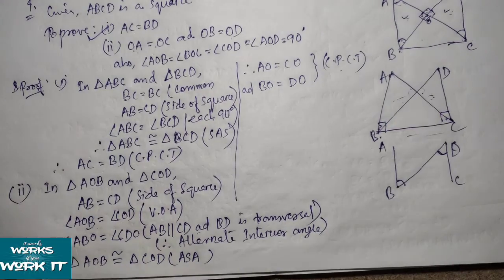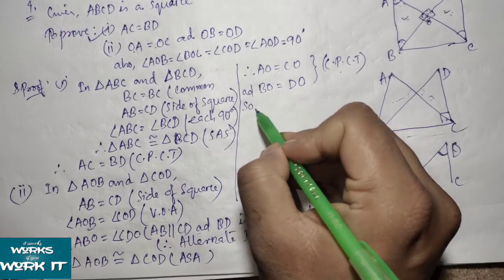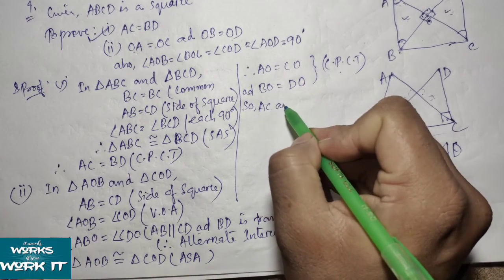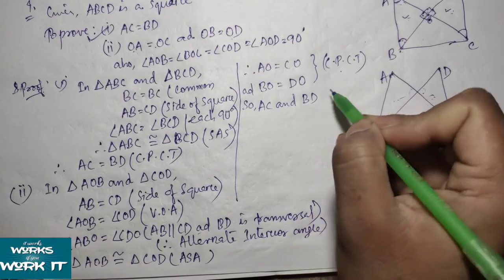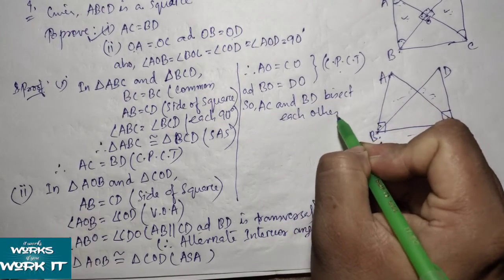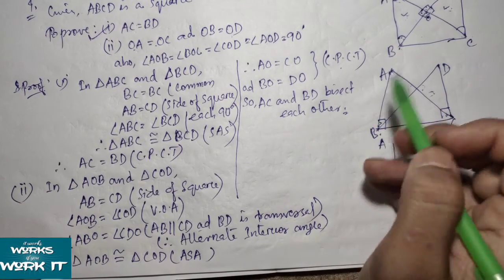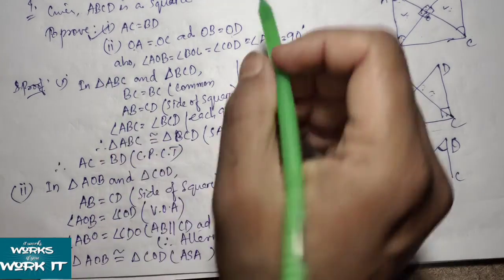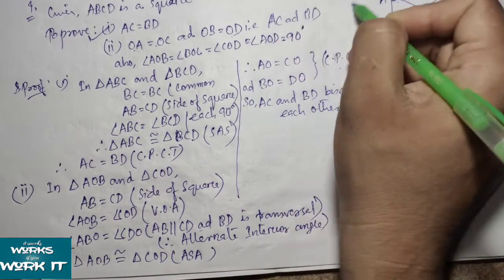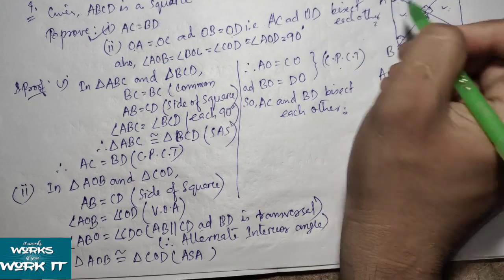So from these two things we can conclude that AC and BD bisect each other. You can write here, AC and BD bisect each other.